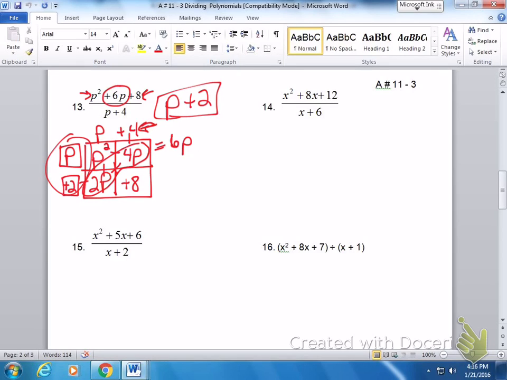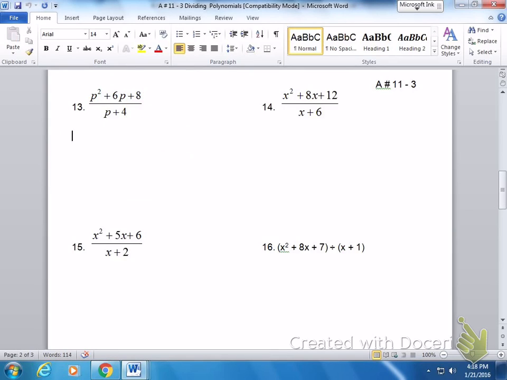Now, none of the rest of the examples are any harder than that, so make sure you do the same thing. I don't expect you to get every one perfectly right, but you have to set them up or you're never going to get it.